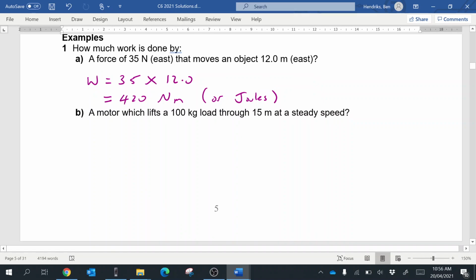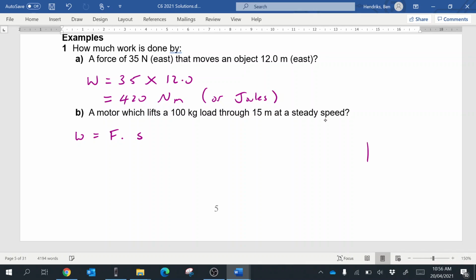So in this one here, we have a motor which lifts a 100 kilogram load through 15 meters at a steady speed. So work, again, is equal to force times displacement. But let's think about what's happening here. So we have this 100 kilogram load, and it's being moved up 15 meters, and we know that gravity is acting on it.